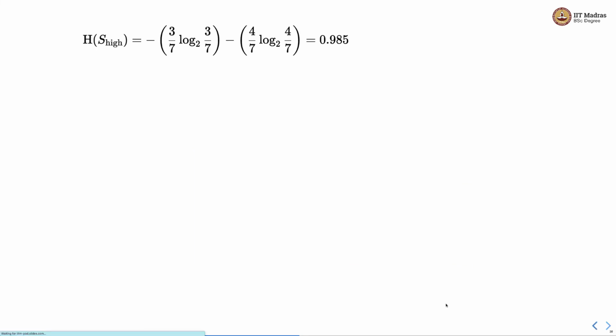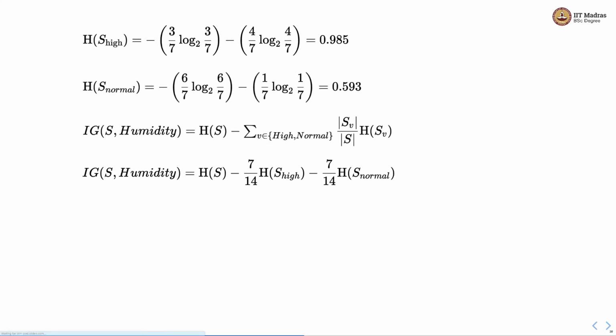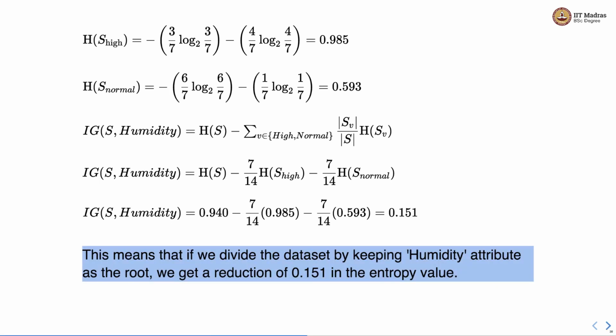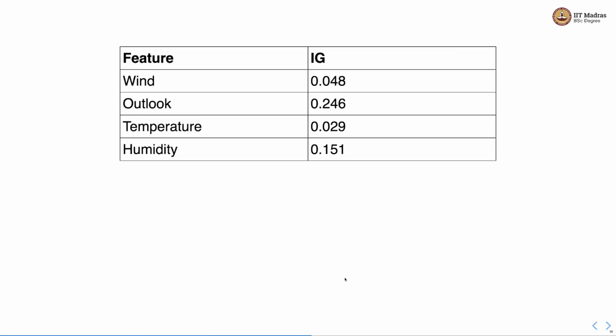Now we'll use these entropy values to calculate the information gain for humidity. So the information gain for humidity is 0.151. So if we use humidity at the root, we get a reduction of 0.151 in the entropy value. So this is what we got for different features. The information gain for wind was 0.048, for outlook it was 0.246, for temperature it is 0.029, and for humidity it is 0.151.